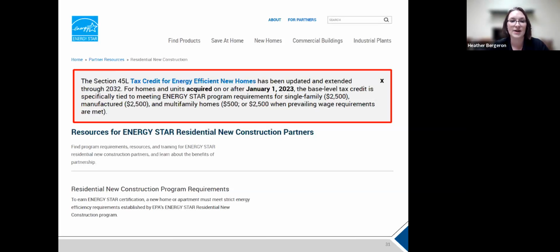Okay, and then here in slide 2, there's just some information as far as finding what program requirements and resources EnergyStar has. And obviously, to earn your EnergyStar certifications, whether it's a new home or apartment, they have to meet very strict requirements based on energy efficiency. So this is just a snippet from their website.